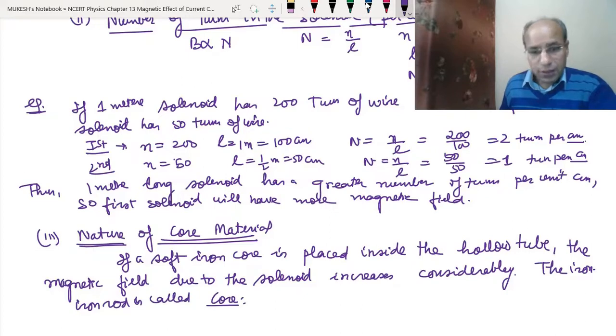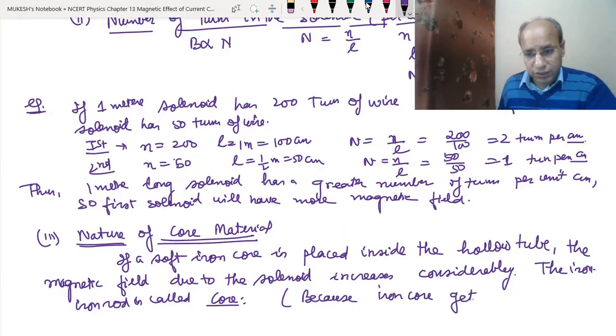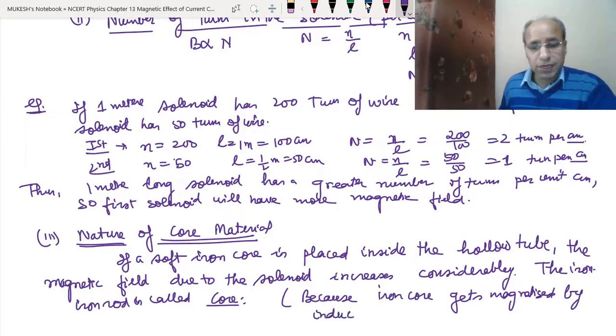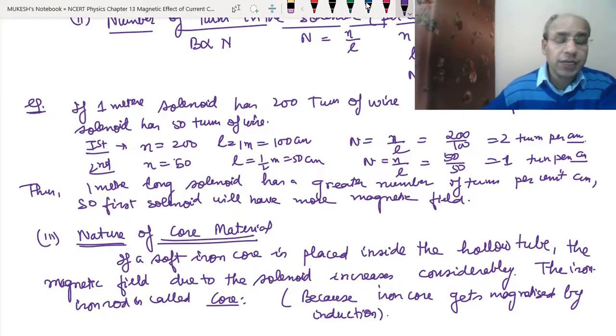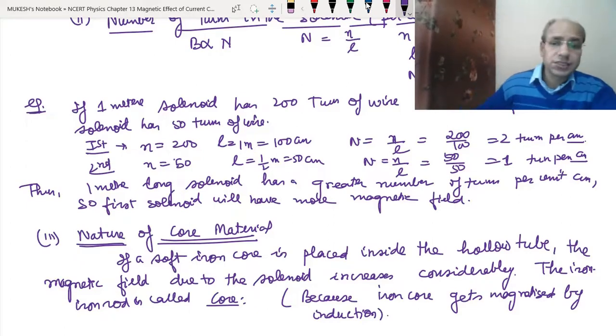What is the reason? Because the iron core gets magnetized by induction. Induction means just being in contact. It gets magnetized, it acquires the magnetic properties. I hope this is clear to you.